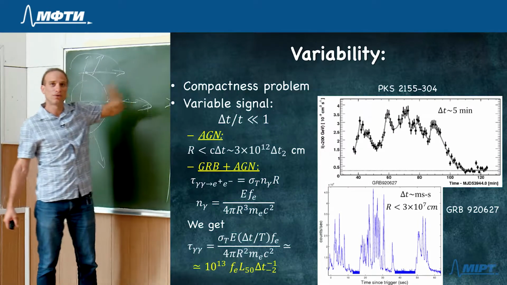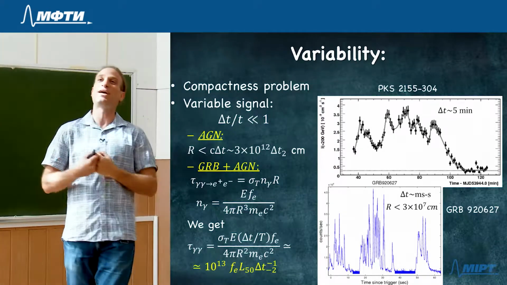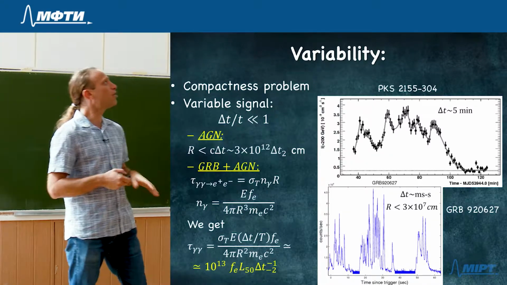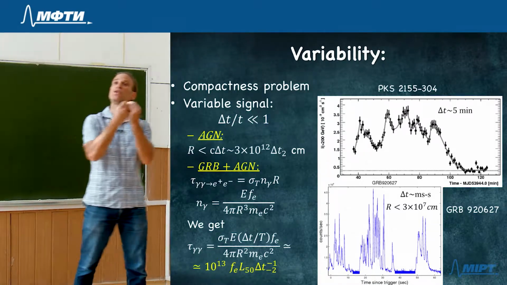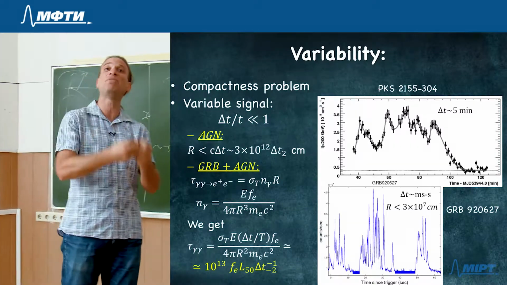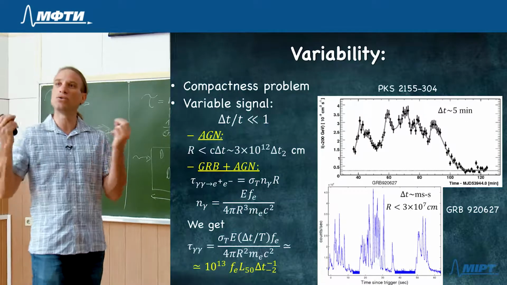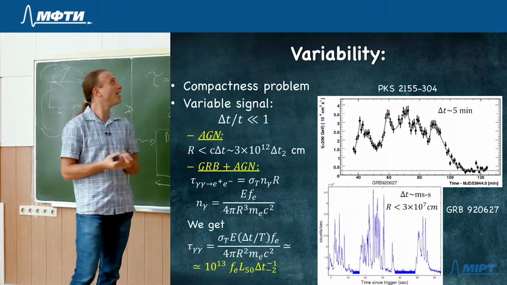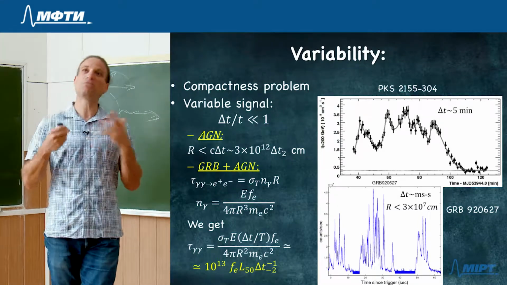Okay, so now I'm going to explain something that is known as the compactness problem. The compactness problem comes from the fact that we observe photons with very, very high energies, in MeV, GeV, and even TeV energies. Now, as you know, photon-photon interactions produce pairs. What is the optical depth to produce a pair?